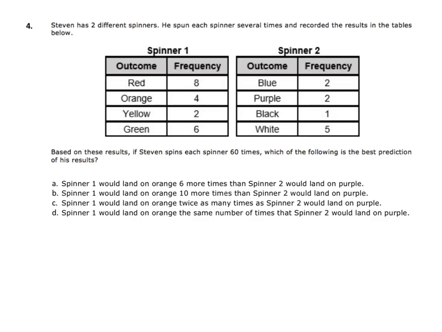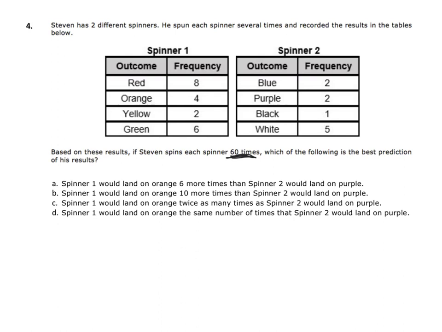Number 4 says Stephen has 2 different spinners. He spun each spinner several times and recorded the results in the tables below. Based on these results, if Stephen spins each spinner 60 times, which of the following is the best prediction of his results? So first things first, we got to total up how many times he did each spinner.